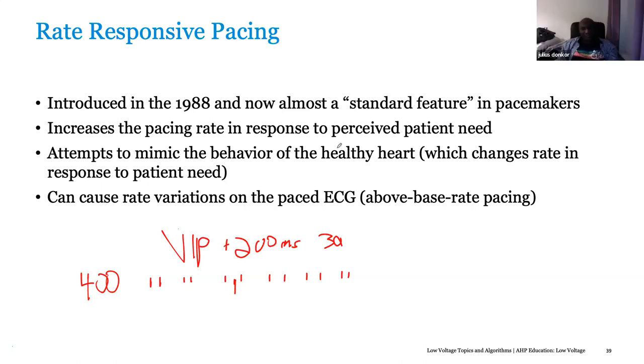If you get intrinsic rhythm, great, the AV delay will stay at 400 milliseconds. As soon as you pace at 400 milliseconds, the AV delay will shorten back to the programmed value. And then after a certain number of cycles, it will extend out again, and that process will just keep continuing throughout.